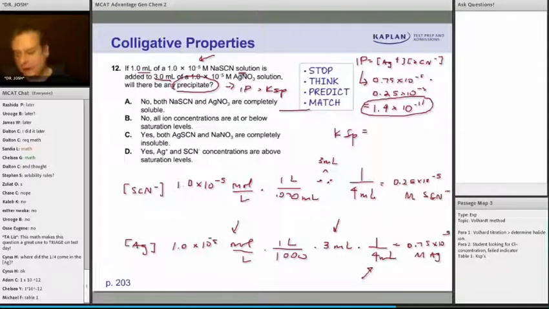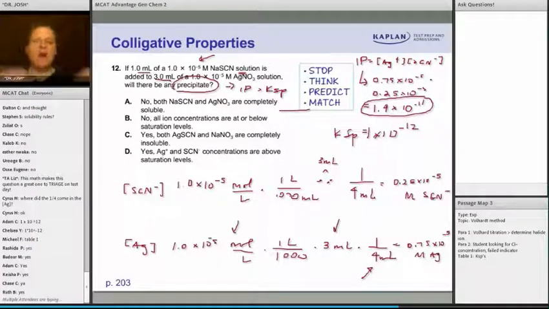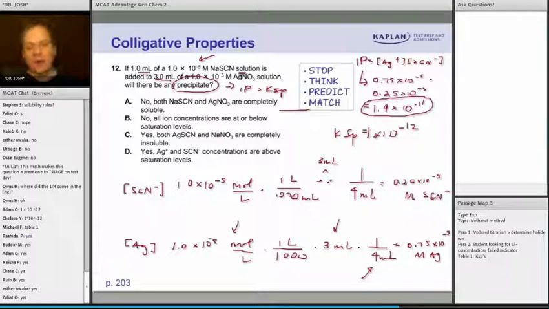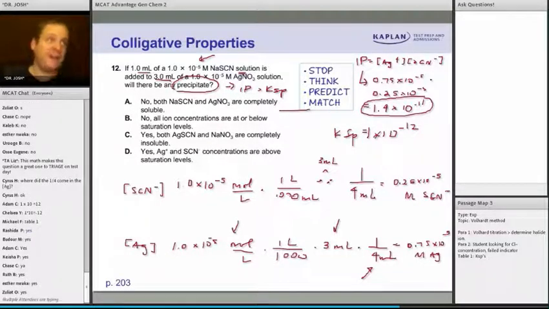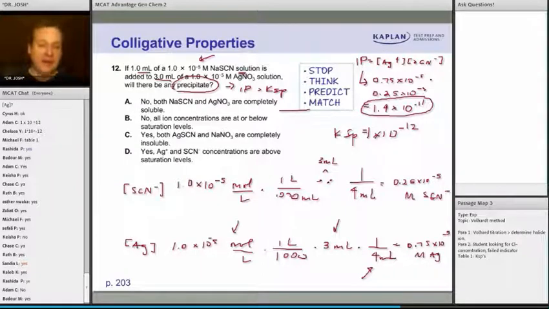And notice the passage tells us, we look at it, Adam just got it. The KSP is going to be equal to, in table 1, 1 times 10 to the negative 12. So should there be precipitate here? Is IP greater than KSP? It is. So if IP is greater than KSP, we call that supersaturated. If it's supersaturated, will there be precipitate? If it's supersaturated, there'll be precipitate. Supersaturated means there's too much and it precipitates out.